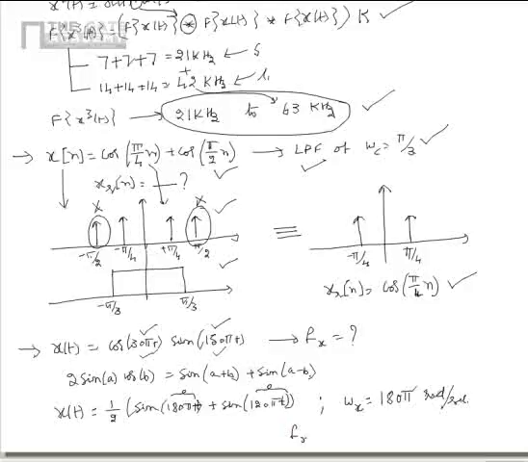From this, the cutoff frequency fx in Hz is equal to omega x divided by 2 pi, that is equal to 90 Hz. From this, we see that the cutoff frequency of given x of t is equal to 90 Hz.